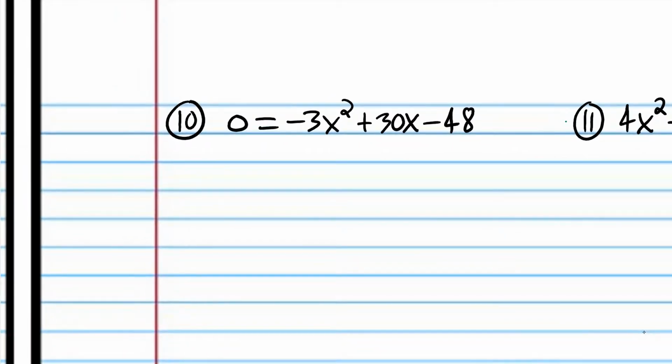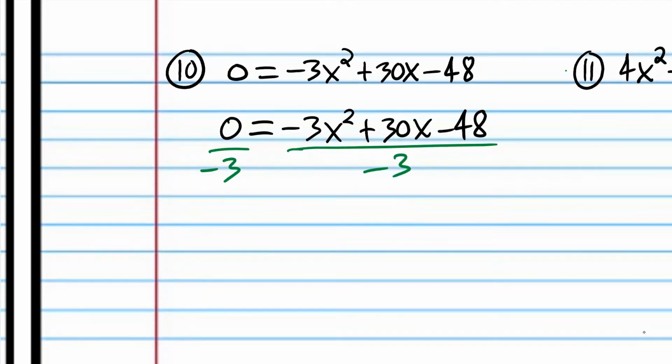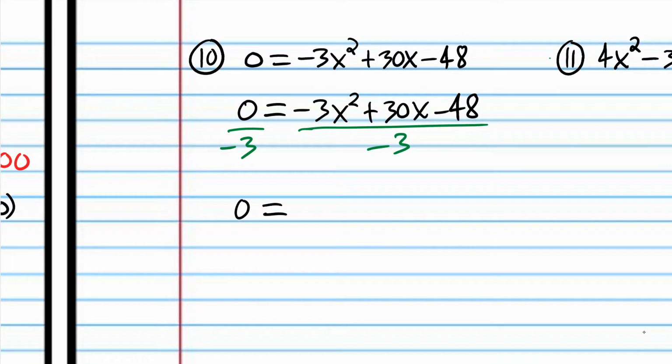All right, so for number 10, we have to get rid of that coefficient before we can complete the square. That's extremely important to understand. We cannot complete the square like we did in the previous problems until we first get rid of that coefficient of x squared, the negative 3. So we're going to divide both sides by -3. 0 divided by -3 would just be 0. That doesn't really change anything. -3x squared divided by -3 is x squared. That's why we did that. 30x divided by -3 is -10x. And -48 divided by -3 is +16.